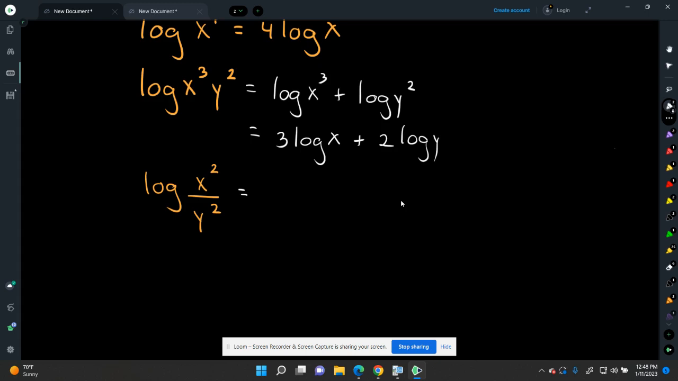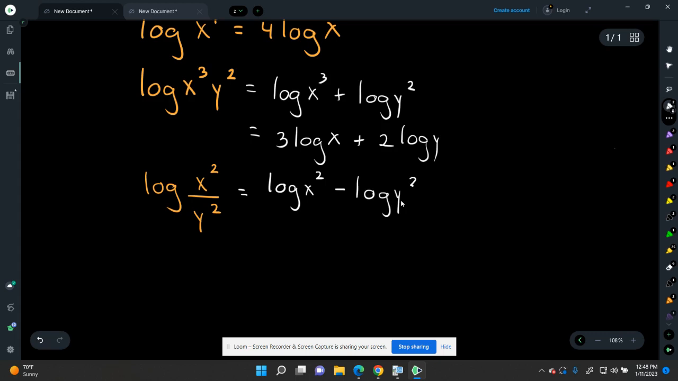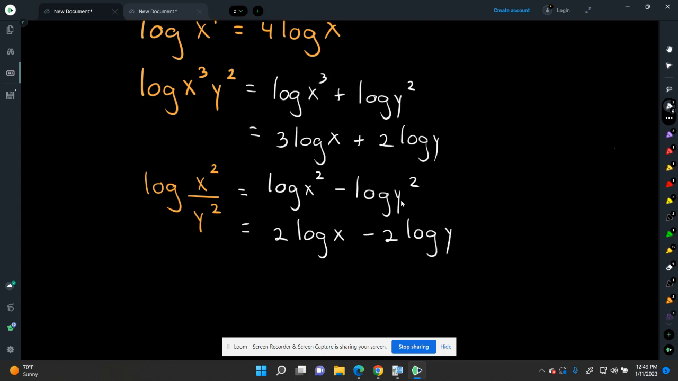Okay, so let's say this is going to be log x squared minus log y squared, which I can then change to 2 log x minus 2 log y. Now there is another way of doing this problem. So I'm going to show you an equivalent answer.